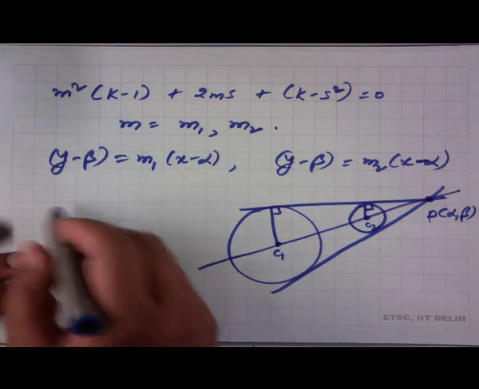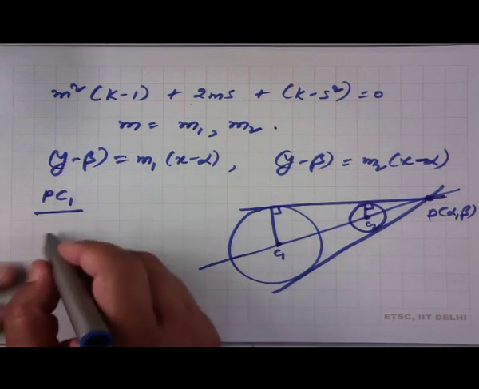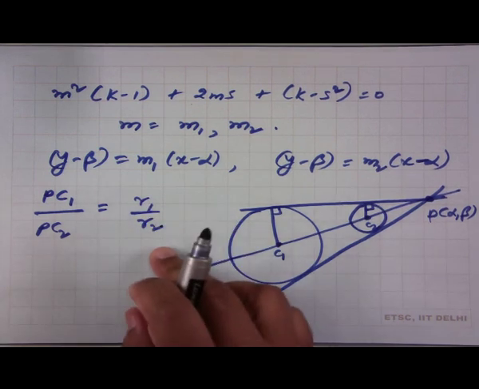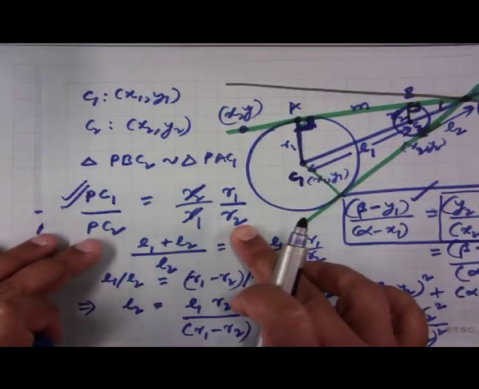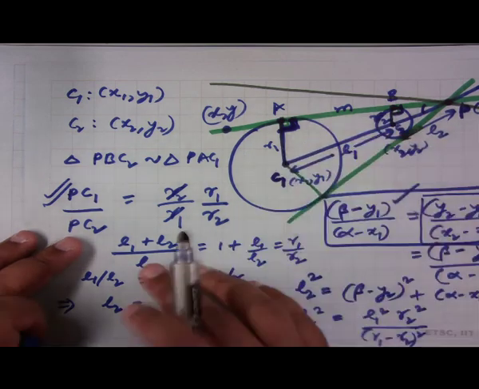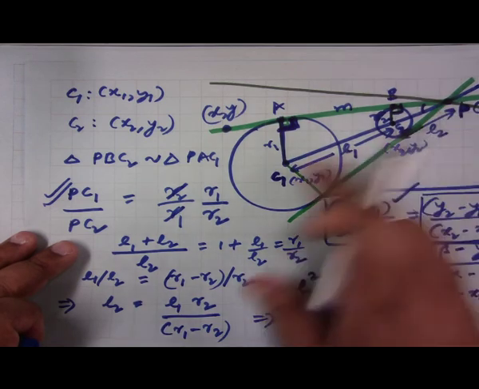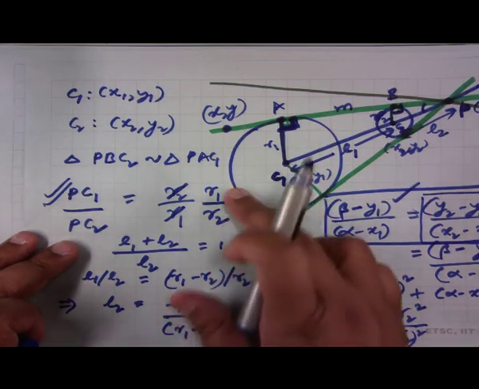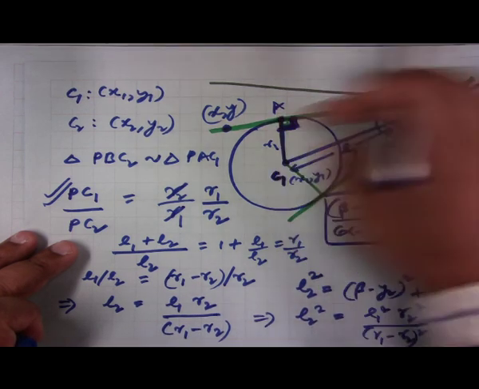Since the division is external, P C 1 divided by P C 2 is equal to R 1 by R 2, which is something we had already mentioned, and it clearly followed from the similarity of these two triangles. So, this point P, where the two direct common tangents meet, divides the straight line joining the centers of the circles externally in the ratio R 1 to R 2. So, P C 1 divided by P C 2 is equal to R 1 divided by R 2.